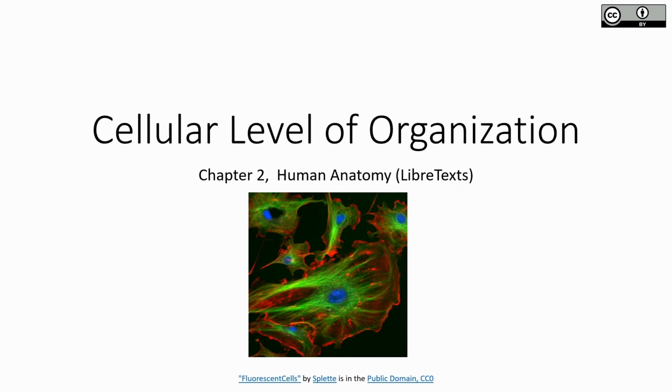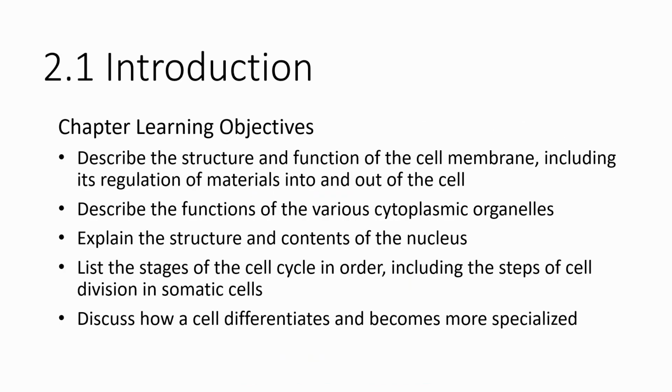Alright, so now we're moving on to chapter 2 where we're going to talk about the cell and some of the things that go into the cell, so different components, and how cells can organize themselves and function on a very basic level. So we're going to cover a few things within this chapter. We're going to talk about the structure and function of the cell membrane, including how things come in and out of the cell.